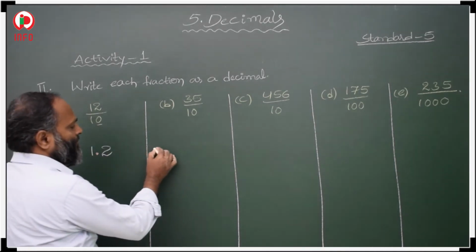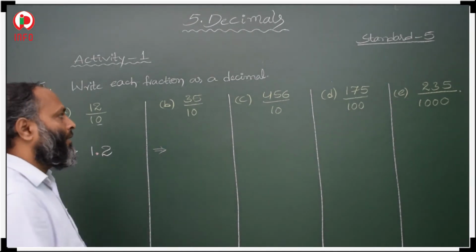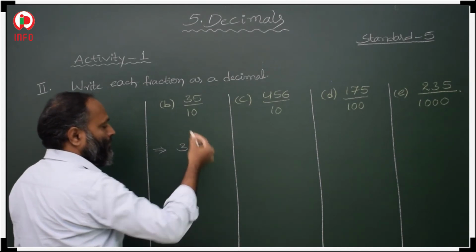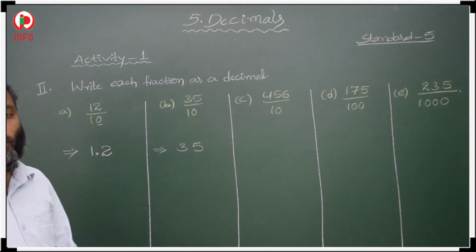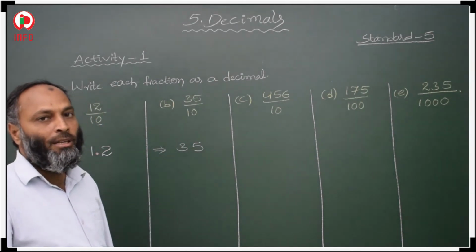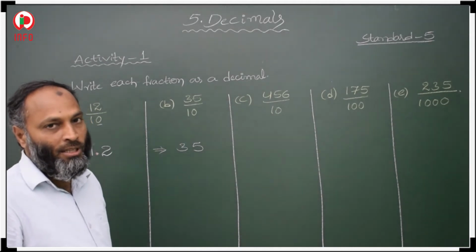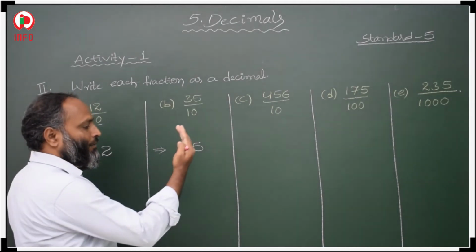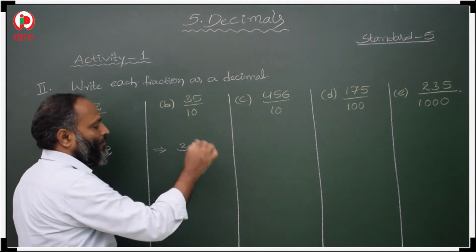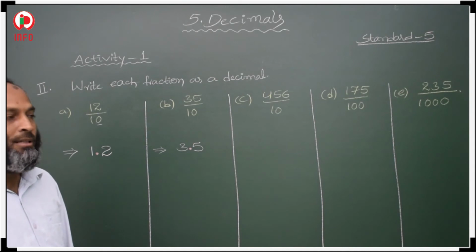In the second, 35 by 10. First you take the numerator 35. Then after that you check the denominator. The denominator is 10. In 10 how many zeros are there? 1 zero is there. Then from right to left after one place take the decimal: 3.5. That is your answer.